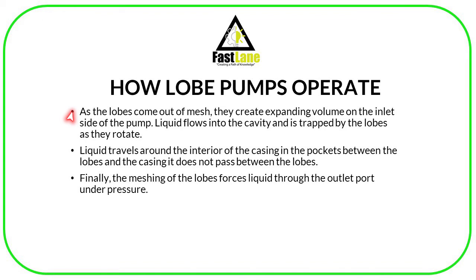Some of the advantages of lobe pumps are high efficiency, they are reliable, and they are corrosion resistant. So these pumps are commonly used in food applications because they handle solids without damaging them. They're also used in industries such as pulp and paper, chemical, beverage, pharmaceutical, among others.